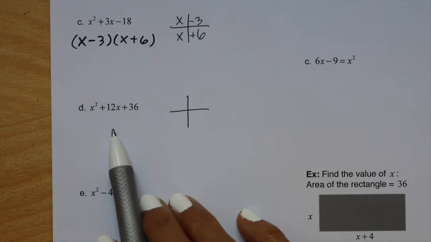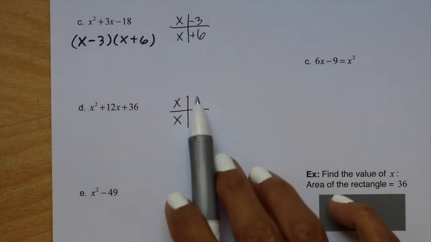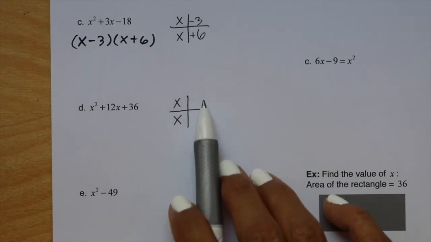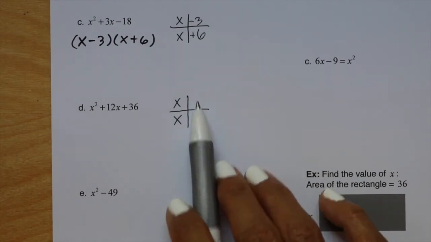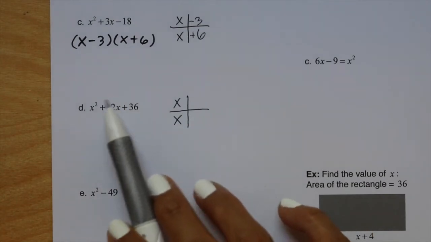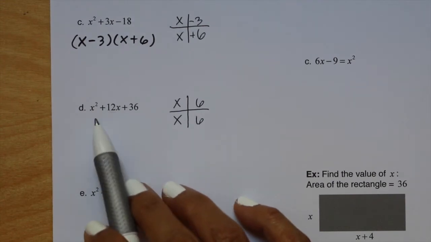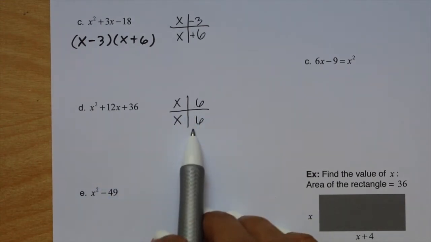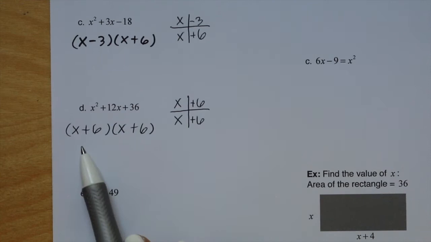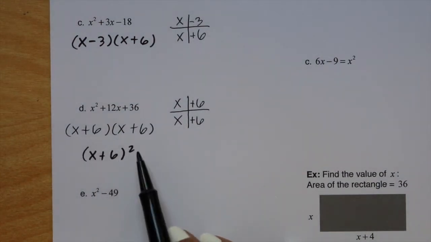So let's start the process again. We go up and down left. We're going to go up and down right. Again, you can use 1 times 36, 2 times 18, 3 times 12, 6 times 6. Because of the middle term, we're going to use 6 times 6. Also, if you'll notice, both of these signs are positive, so both of these are going to be positive. So your answer goes from left to right. I wrote it out like this, or we can write our final answer as x plus 6 quantity squared.